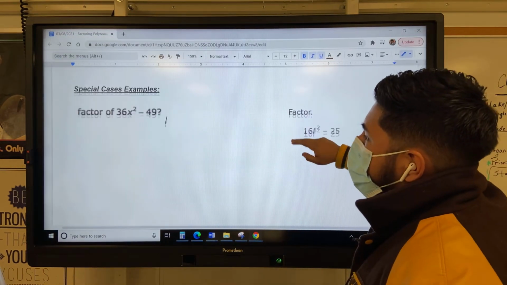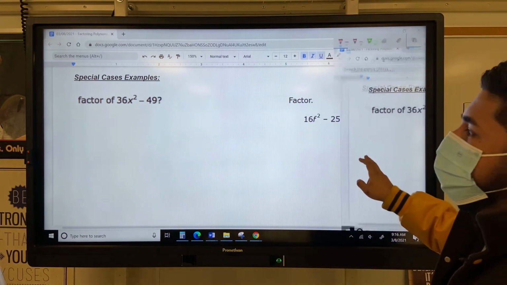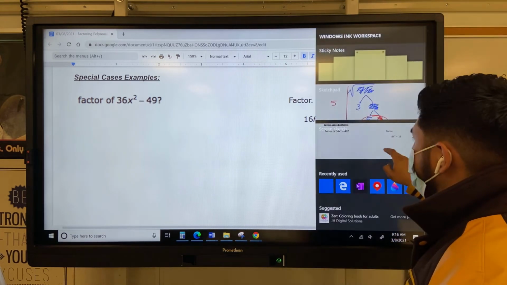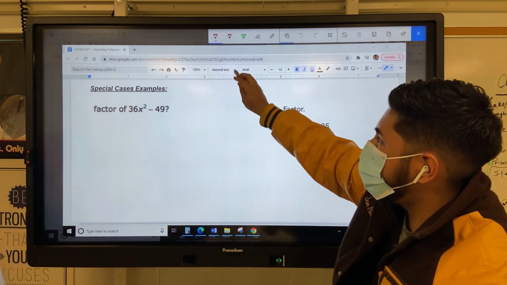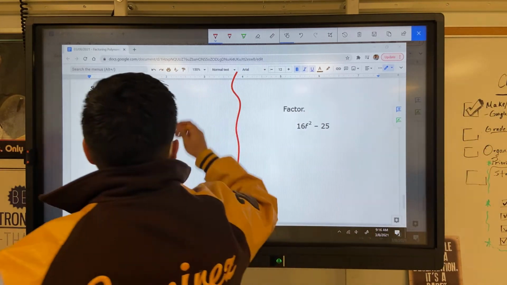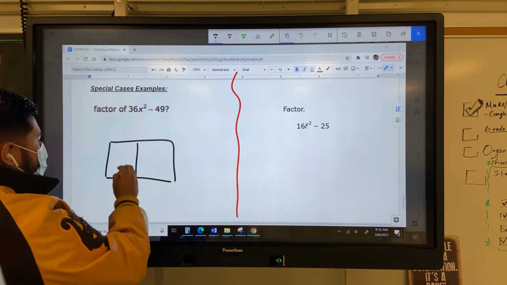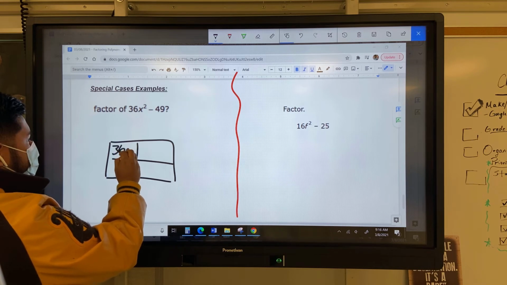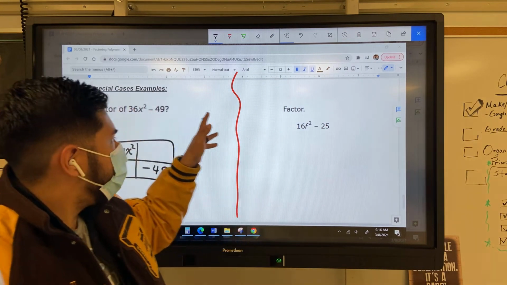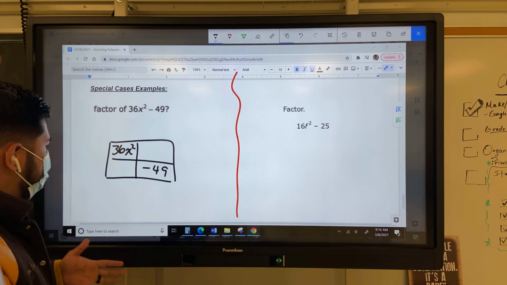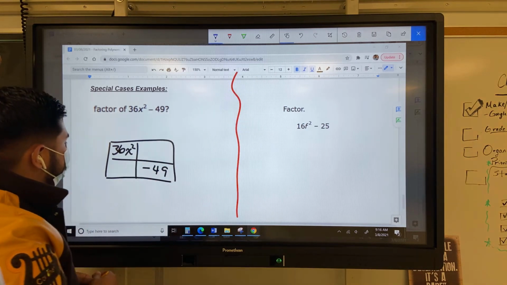All right, the last two examples, special cases. There is no b value, so b value is 0. What does that mean? There is no middle part with the variable, in this case, x and f. So these are two separate problems. So what do I do? Telling you right now, when you do your box, you put 36x squared and negative 49. You're always going to get a negative c value because that means I have a positive and a negative number. Okay? It's going to be super easy, I promise.